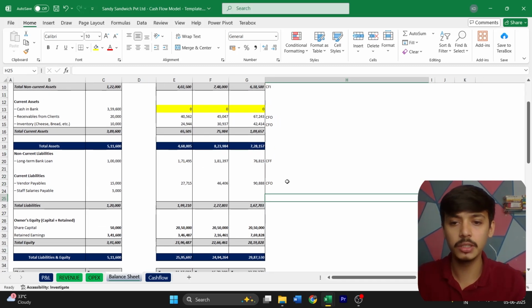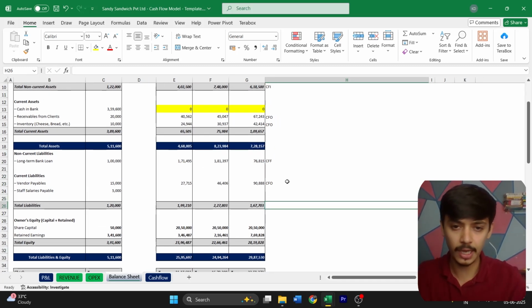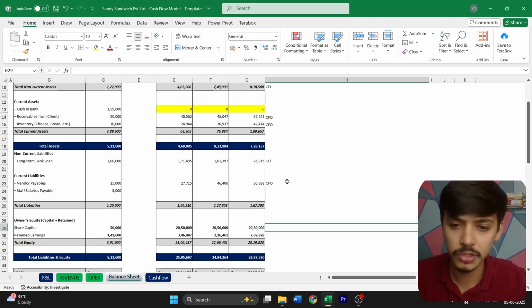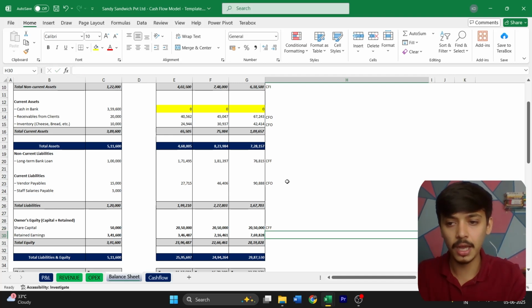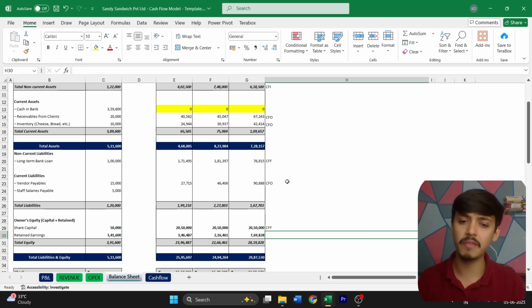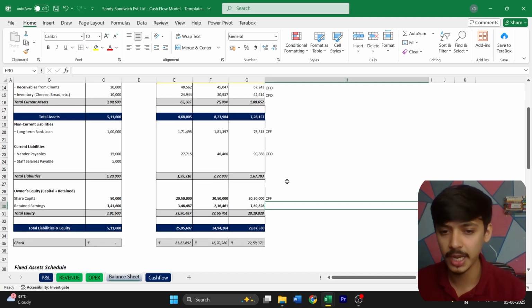Next we have the total liabilities, which is already calculated using the above, which we have already placed. In the equity we have share capital, which we are going to take as CFF, and the final amount of retained earnings we have already taken from profit and loss, so we are not going to use retained earnings in the cash flow, or else it will be a double entry. So that way we have marked all the elements which we are going to plug into the cash flow statement.